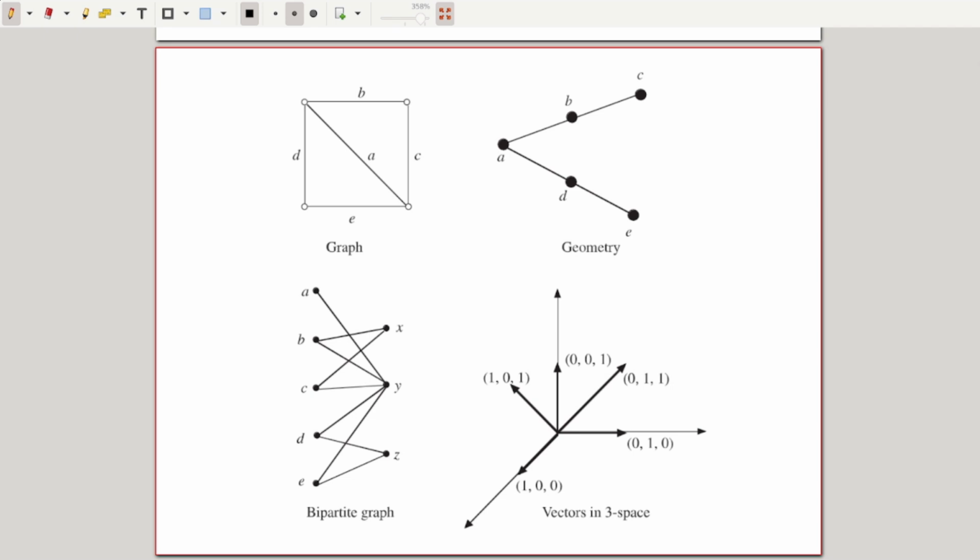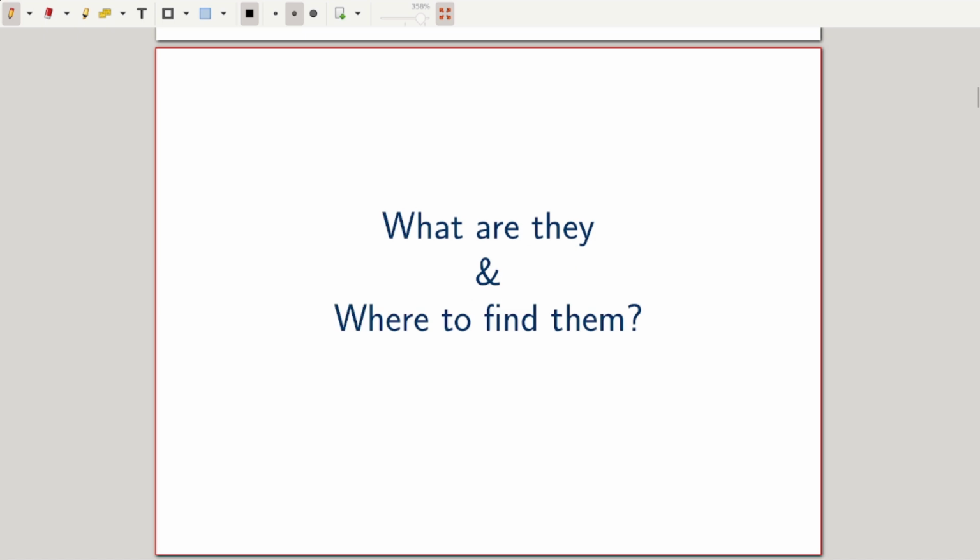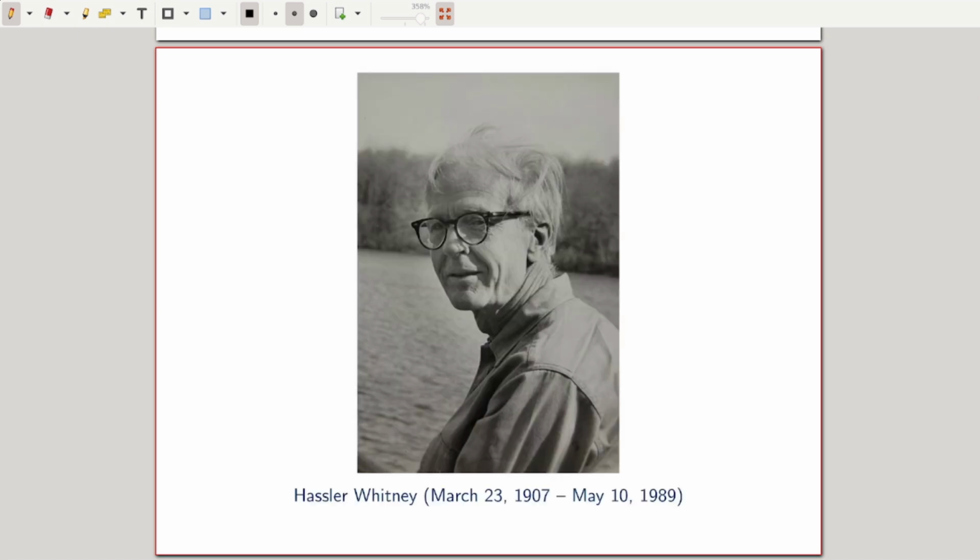Today, we will answer two of the most basic questions about matroids. What are they, and where to find them? Let us begin with some history.